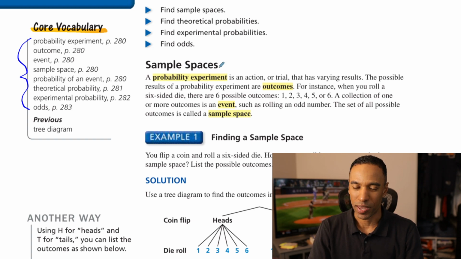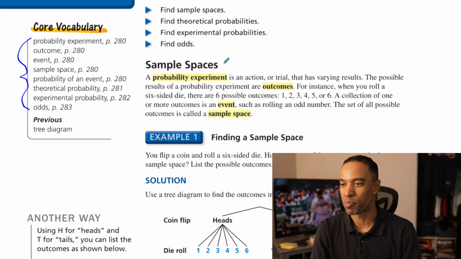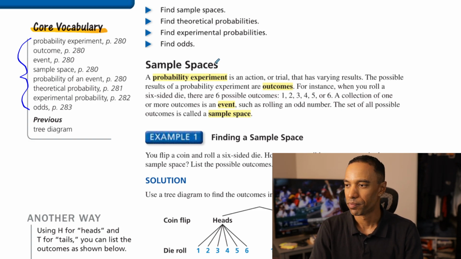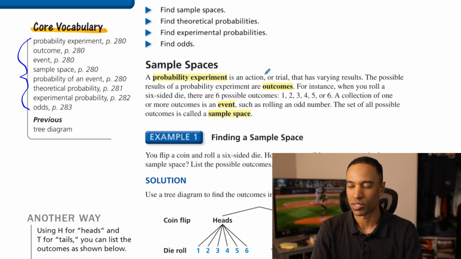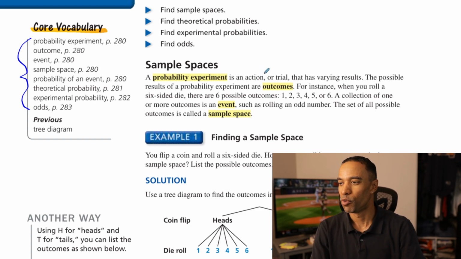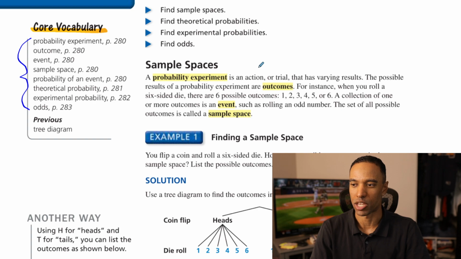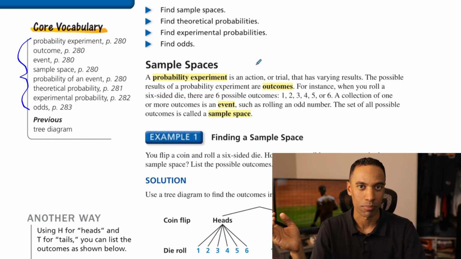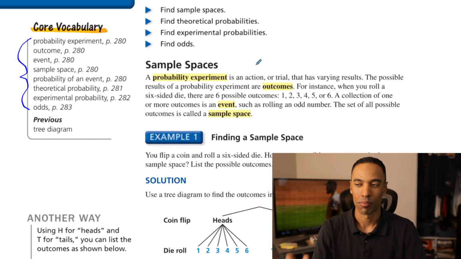Okay, sample spaces. A probability experiment is an action or trial that has varying results. The possible results of a probability experiment are outcomes. For instance, when you roll a 6-sided die, there are 6 possible outcomes: 1, 2, 3, 4, 5, and 6. So those are the possible things that can show up in your outcome set. They don't always, but they can.